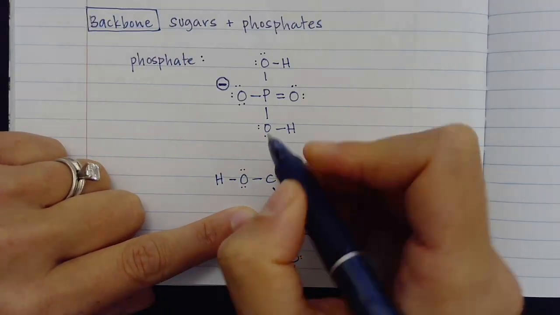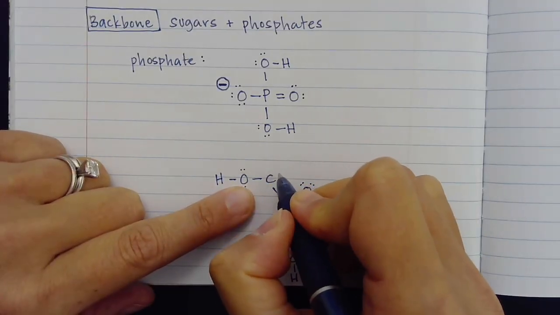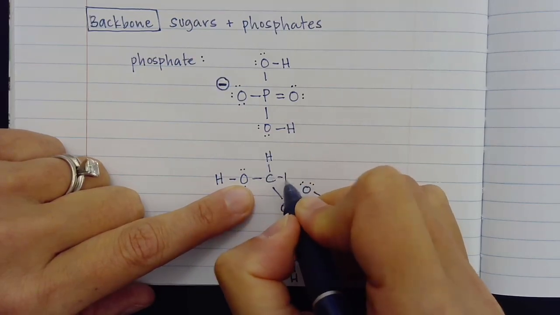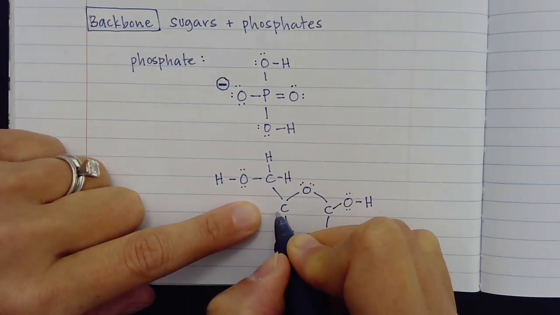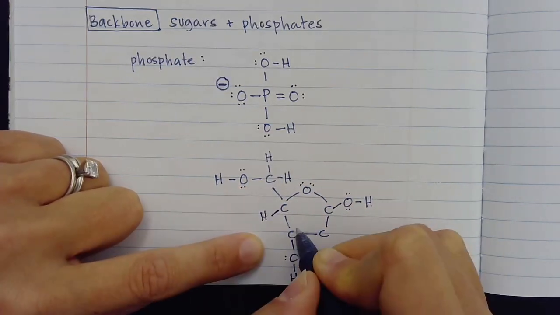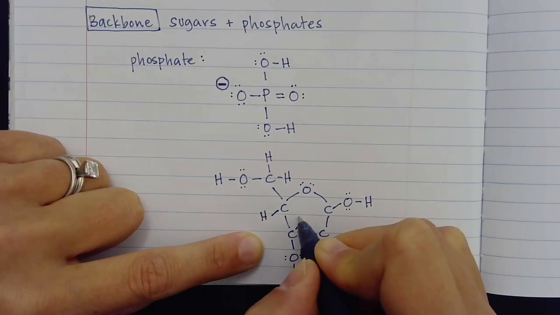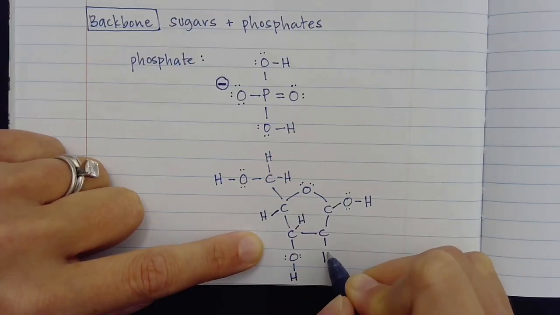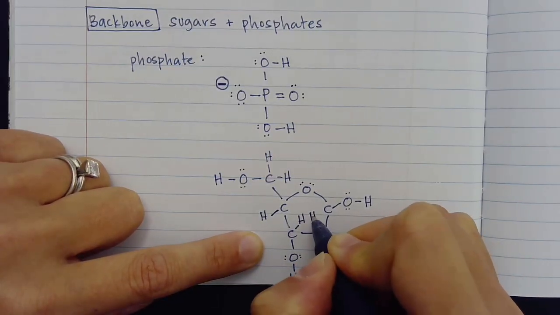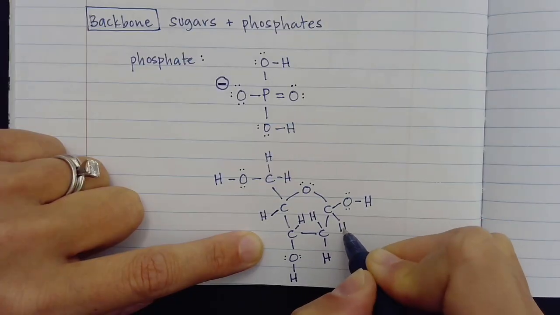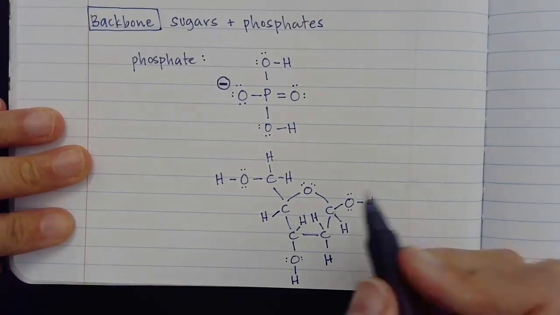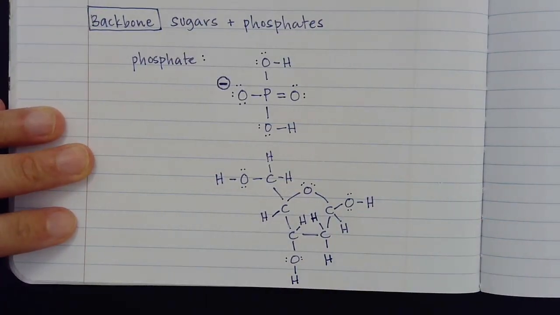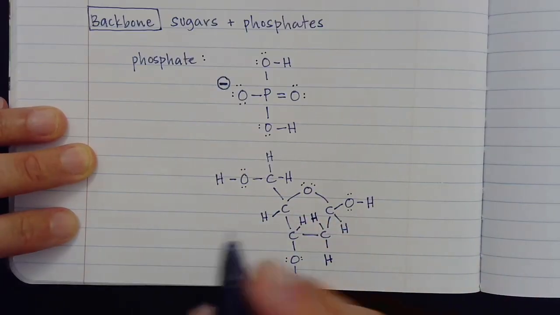So this carbon is going to be bonded to 2 hydrogens. This carbon is going to be bonded to 1 hydrogen. This carbon has 1 hydrogen, 2 hydrogens, and 1 hydrogen. So that everything is nice and balanced. This is a deoxyribose sugar.